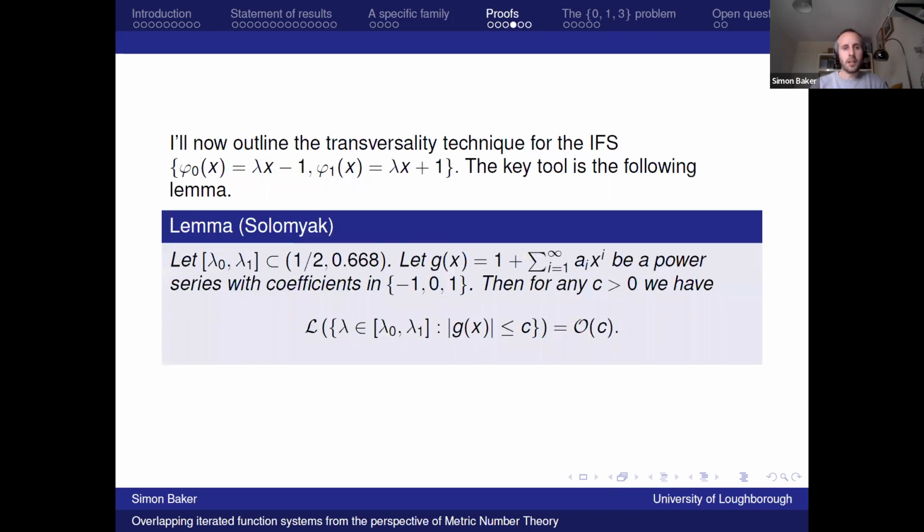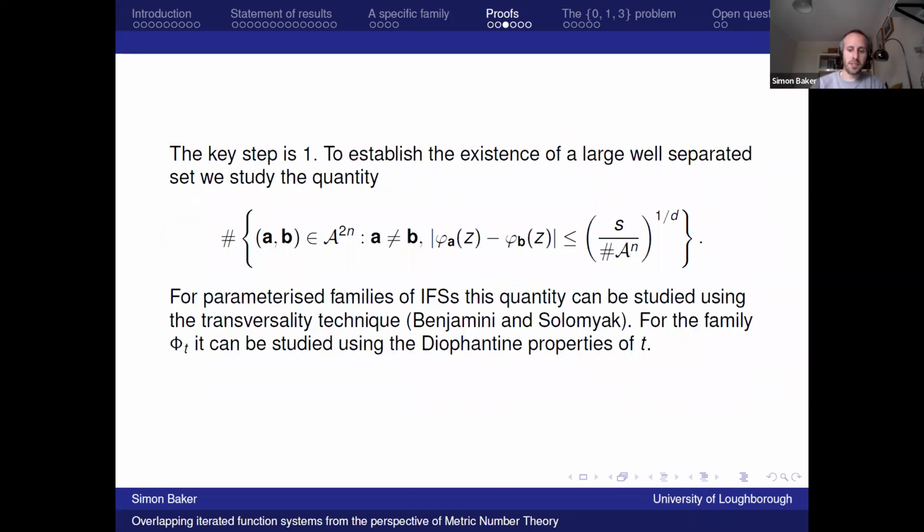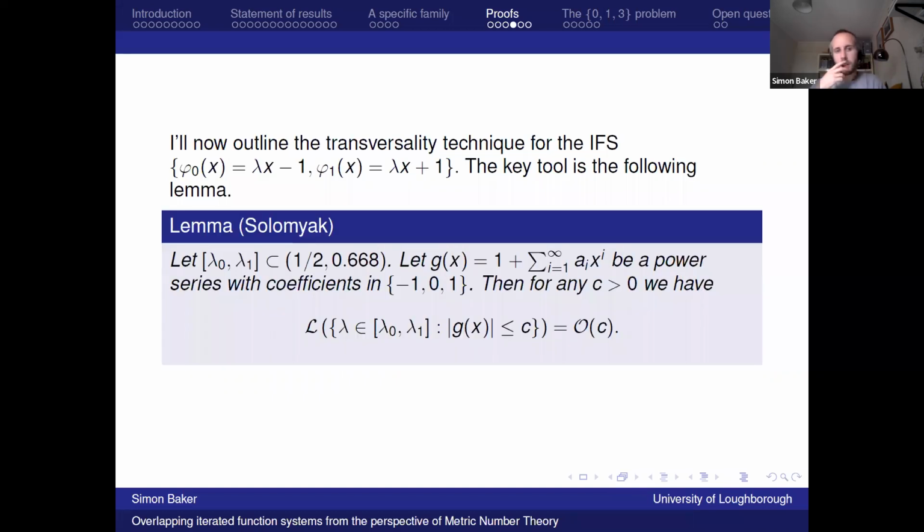Okay, so I now want to give you a bit of an insight into this transversality technique and how it can be used to bound this quantity. So we're going to be talking about this example of an iterated function system we saw at the start, where lambda is some parameter between 0.5 and 1. And we look at these two maps, lambda x minus 1 and lambda x plus 1.